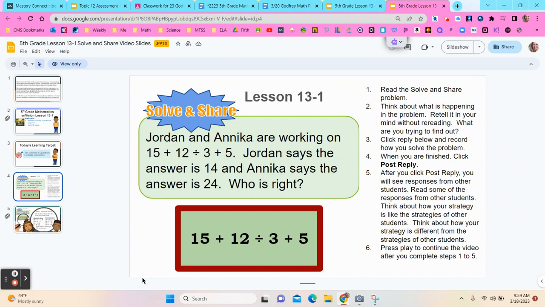Okay, so here's our first practice problem that we're going to work on together. It says Jordan and Annika are working on 15 plus 12 divided by 3 plus 5. Jordan says the answer is 14, and Annika says the answer is 24. Who is right? All right, so our question is, who is right?